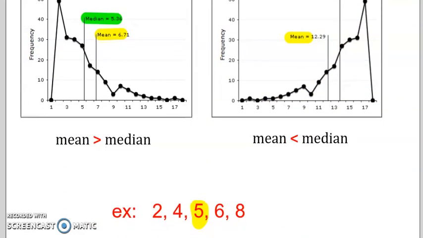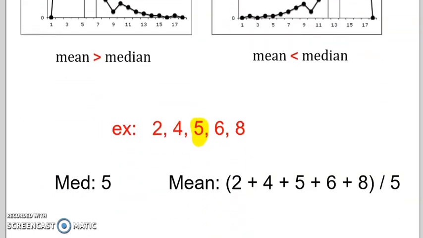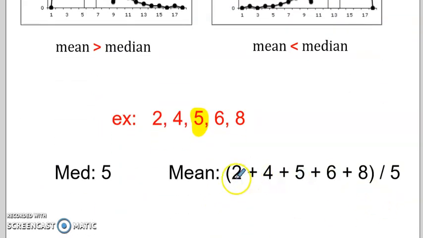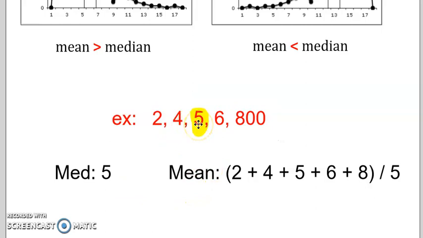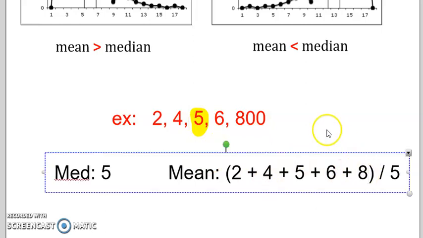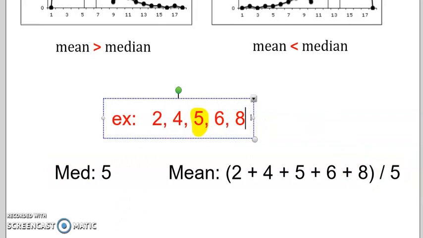And I made up an example here. Let's take a look at this data set. I put them in order for you. You're welcome. The median here would be 5. And if I wanted to find the mean, I would just add those up and divide it by 5. So not too terrible. But let's play a little what if here. What if instead of 8, I change that to 800? My median is not going to change at all. That's still the middle number. But my mean, my average, if this was an 800 instead, that's going to be monumentally larger.